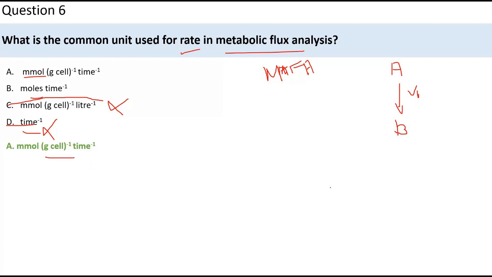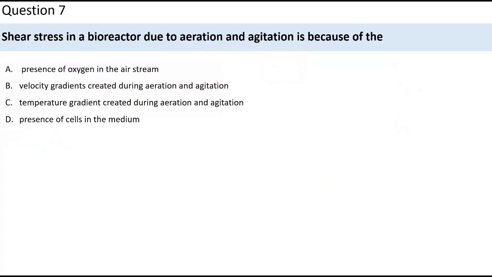And this is with respect to the biomass also that is being produced. So moving to question 7, shear stress in a bioreactor due to aeration and agitation has been discussed in the lecture as well. It is due to the velocity gradient, as sir was giving an example of dough, how it behaves when we try to put pressure on both the sides. So that's what is being asked here also.